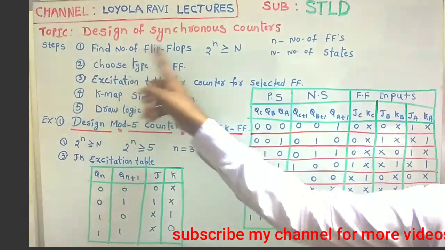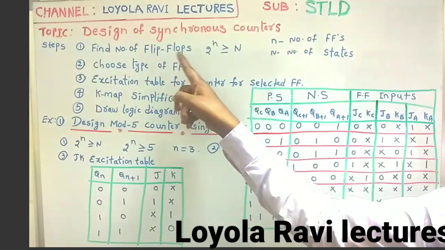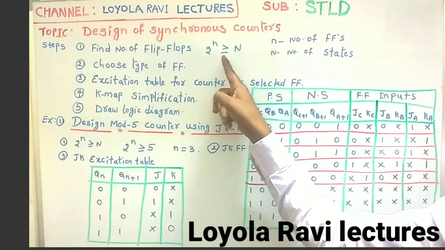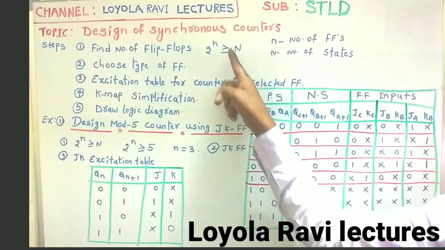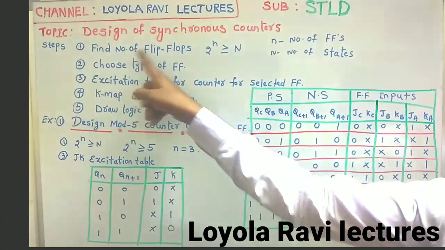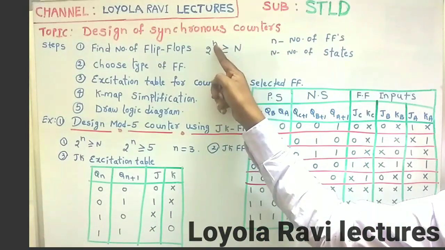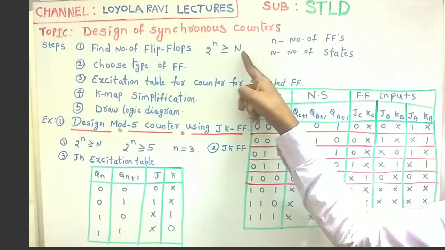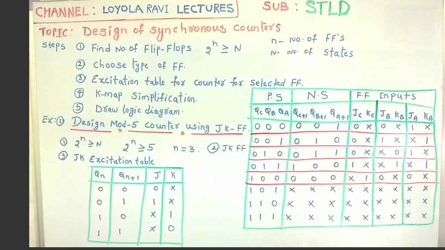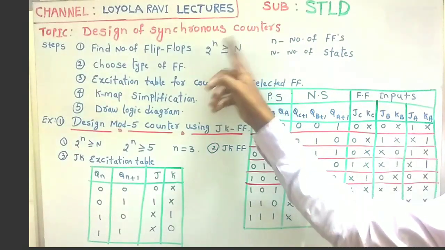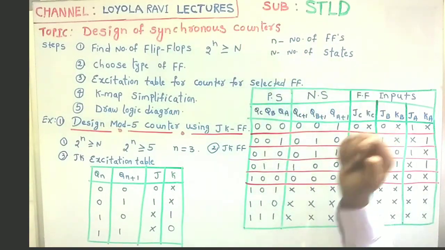The number of flip-flops we find by using this formula: 2^n is greater than or equal to N. Here small n is the number of flip-flops and capital N is the number of states.